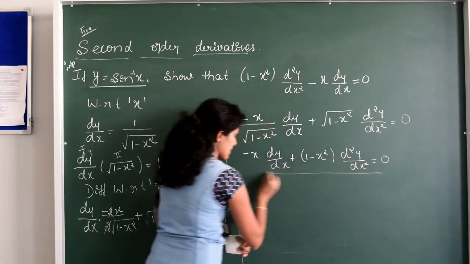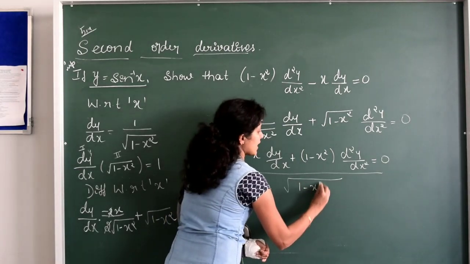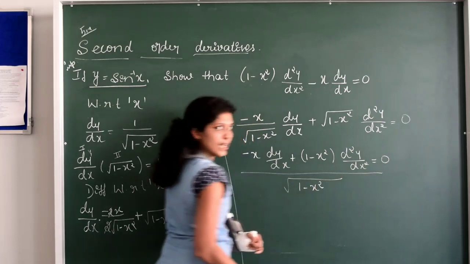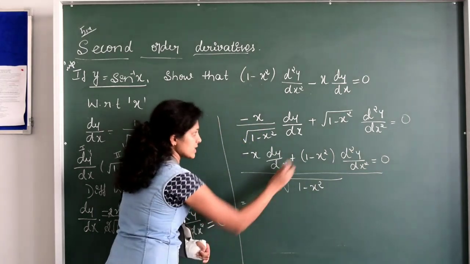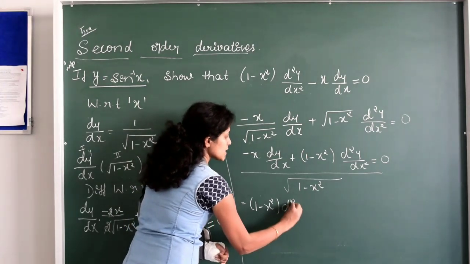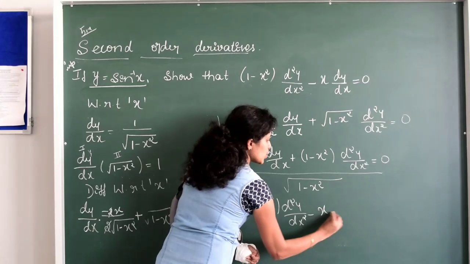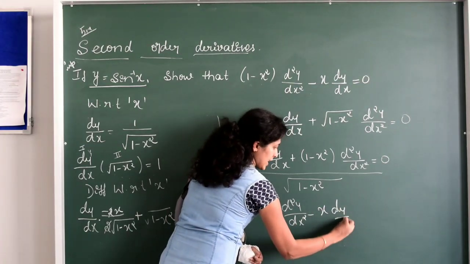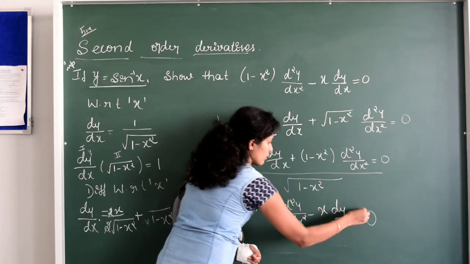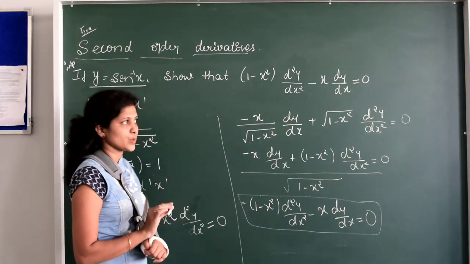Or else you can write this as divided by, we have taken the LCM, that is 1 minus x square. And when it goes here, it will be equal to 0. So by this we can write 1 minus x square into d square y by dx square minus x into dy by dx is equal to 0. We proved this one by using the product rule. Is it clear? I hope you understood this one.